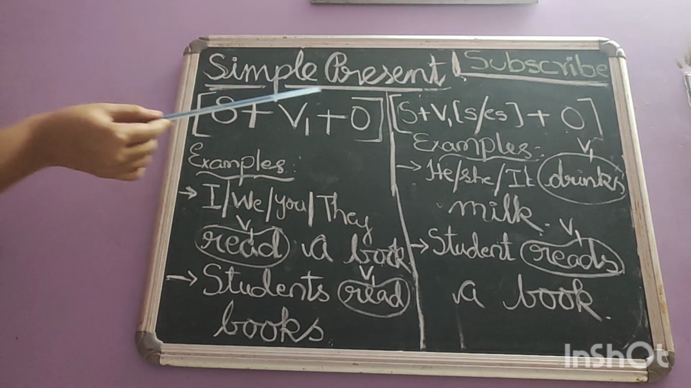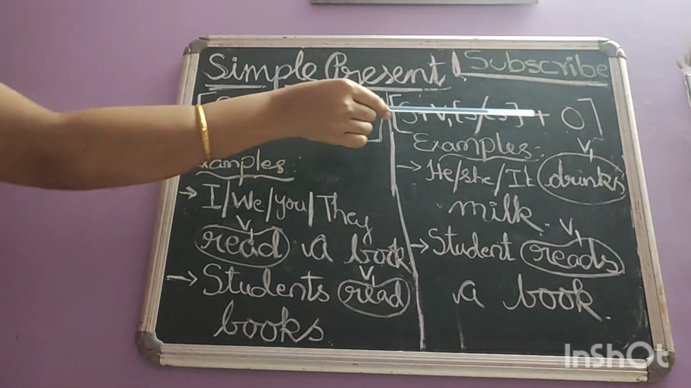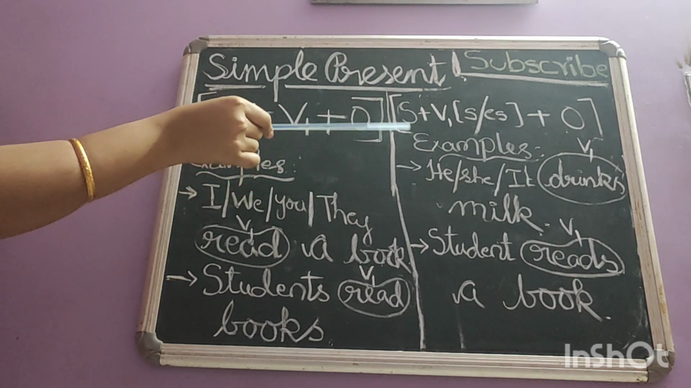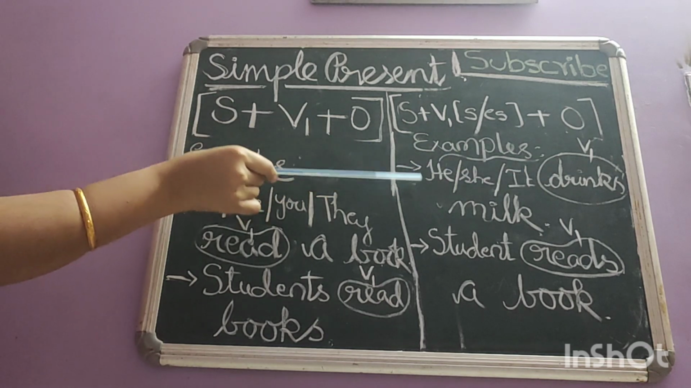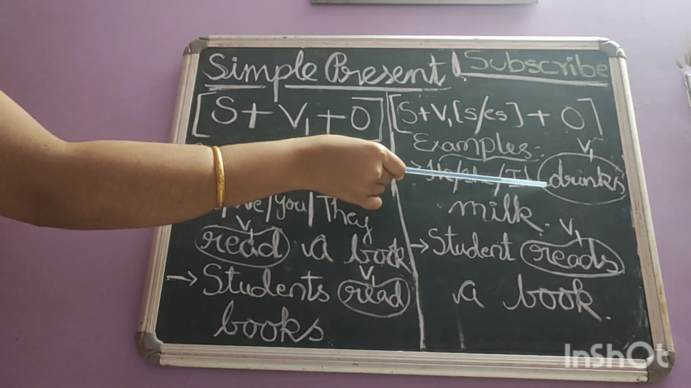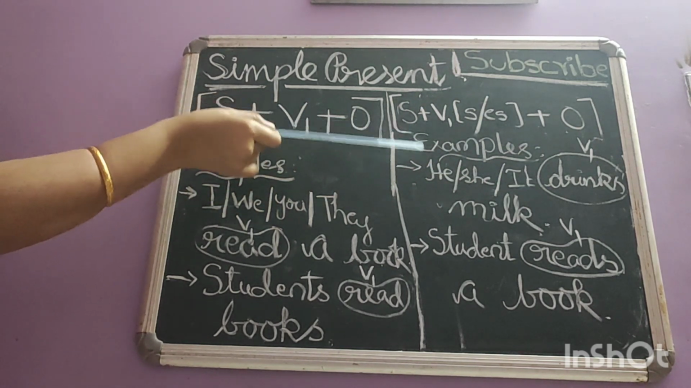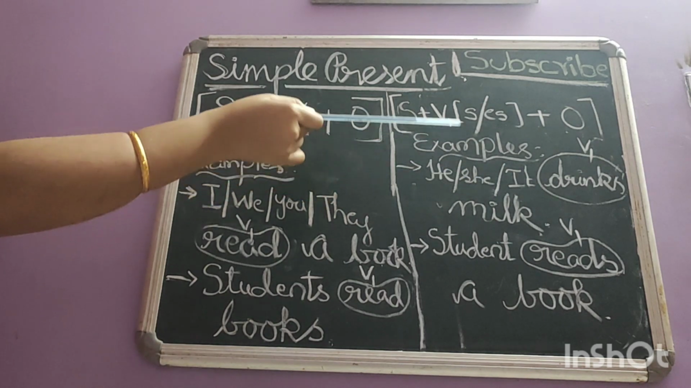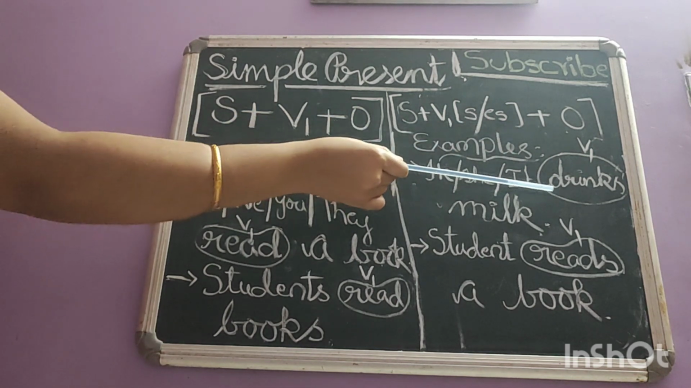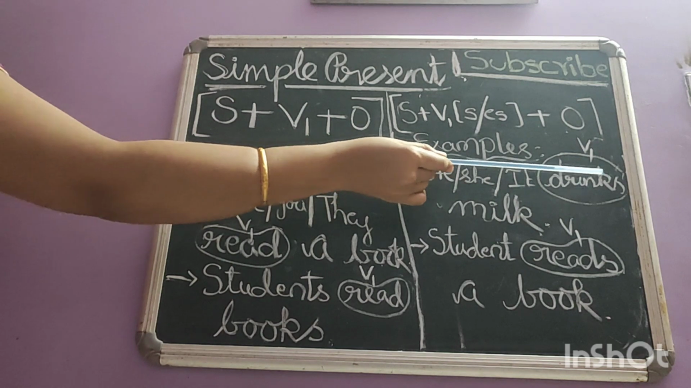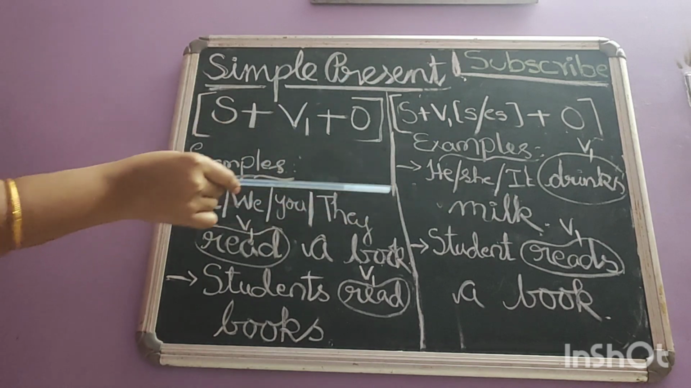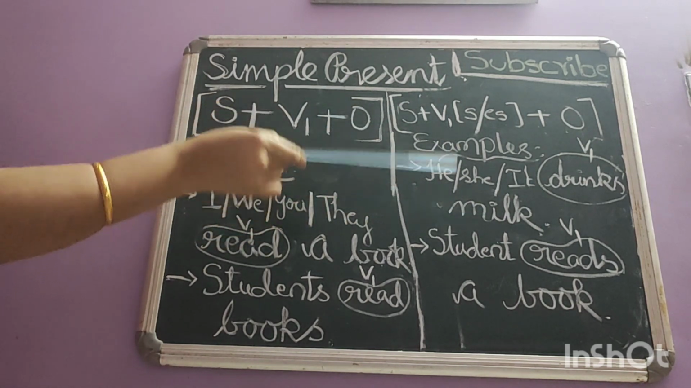And the second structure is subject plus V1 S/ES plus object. Now, let's see the examples. Then you can find it very easy. So, what is the subject here? He, she, it. Any subject if you write, we have to use S/ES with the verb. What is the subject here? He or she or it, anyone. And the second one is V1 S/ES. So, what is the verb here? Drinks. Have we added S/ES? Yes, we have added S here. What is the last one? Object. What is the object here? Milk. This is the correct one. Now we have written according to the structure only.